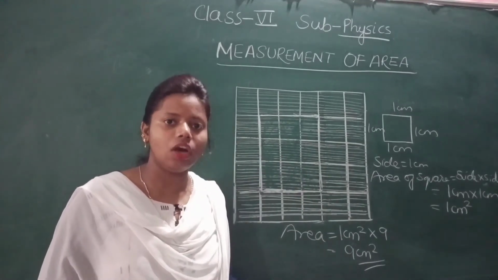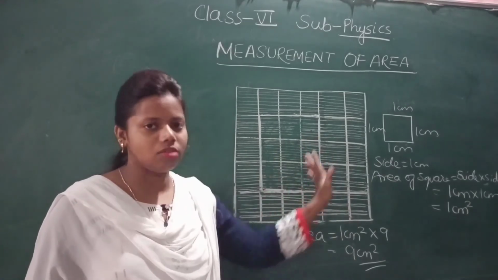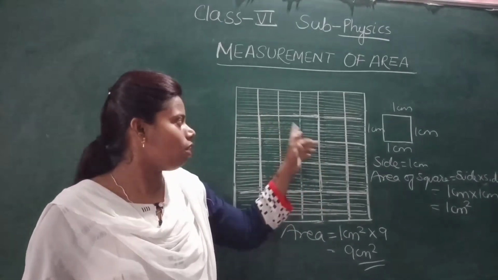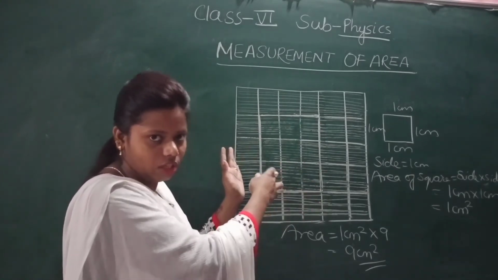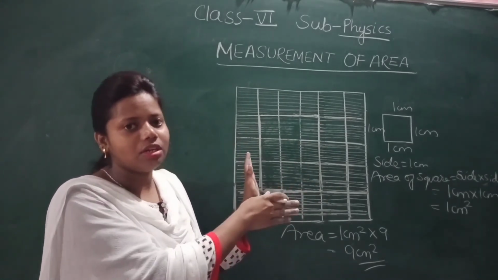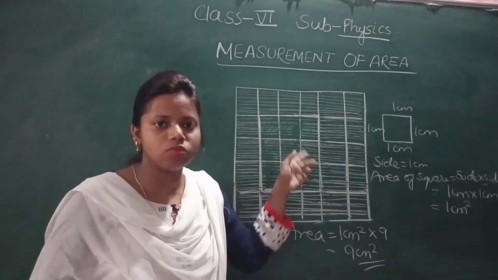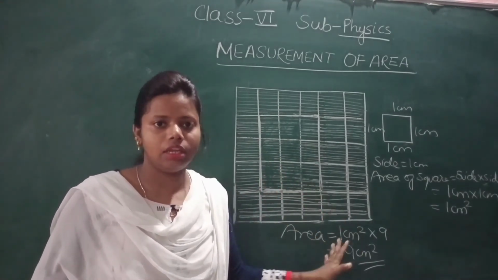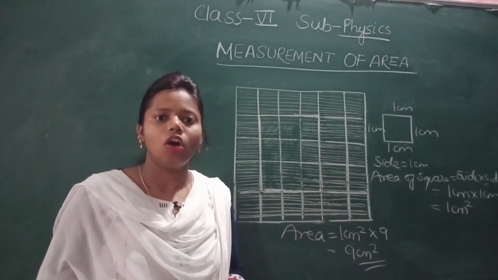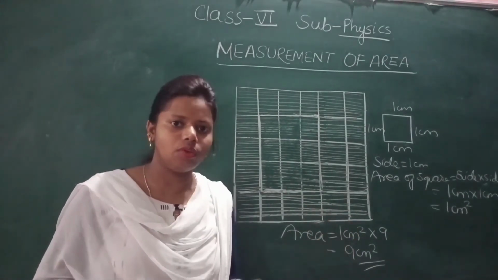To find the area of a regular object using graph paper, you keep any object of regular shape on the graph paper and trace its outline. After tracing it, you count the number of small square boxes. That means you will get the area of that particular regular object.